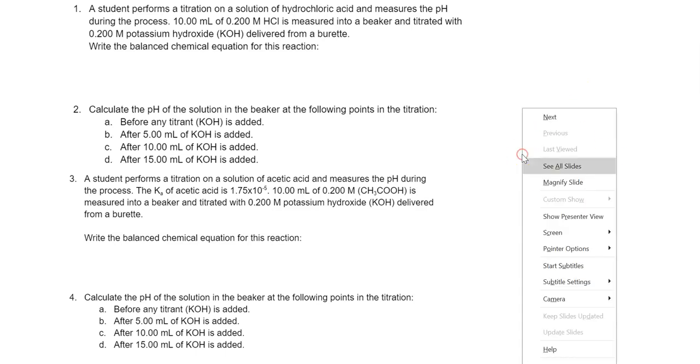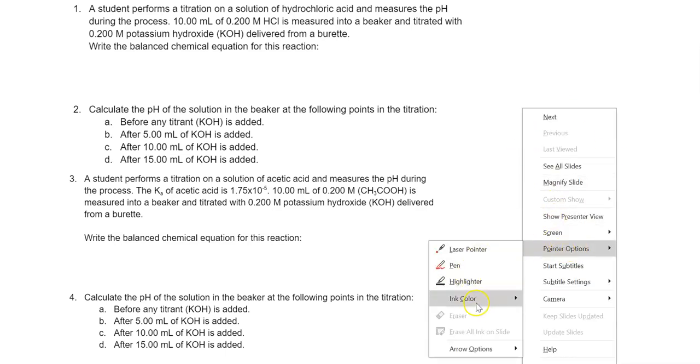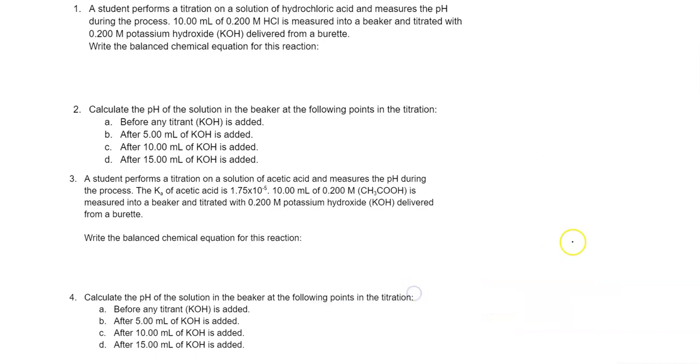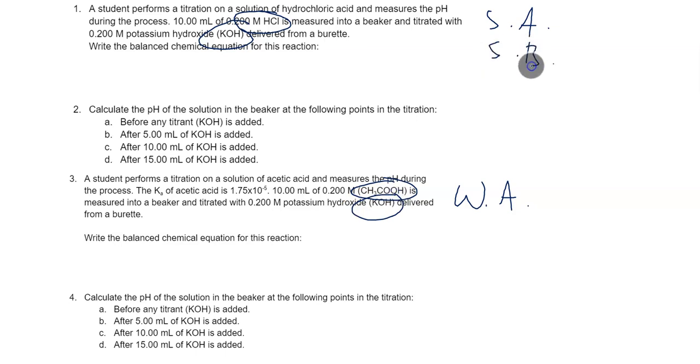On the screen here are two different titration examples. We're going to go through all of these. If you read through them, they look very, very similar. The major difference is the first one uses hydrochloric acid and the second one uses acetic acid. Hydrochloric acid is a strong acid and acetic acid is a weak acid. Both of these are being titrated with KOH, potassium hydroxide, which is a strong base.